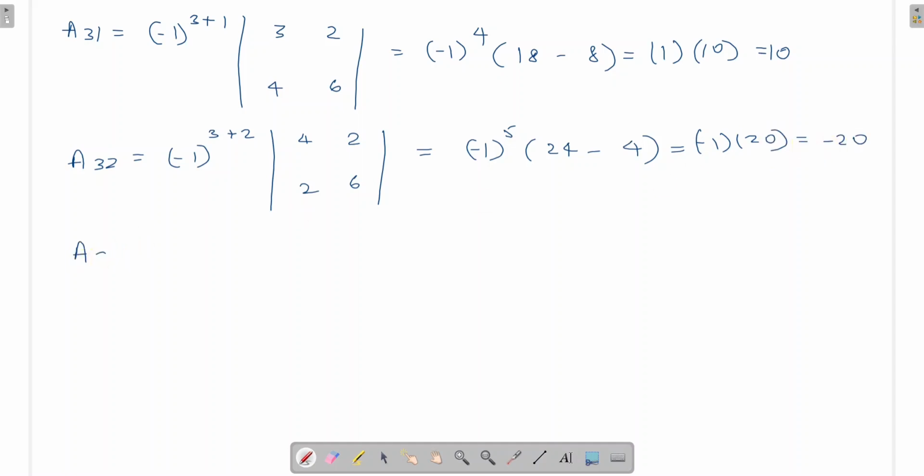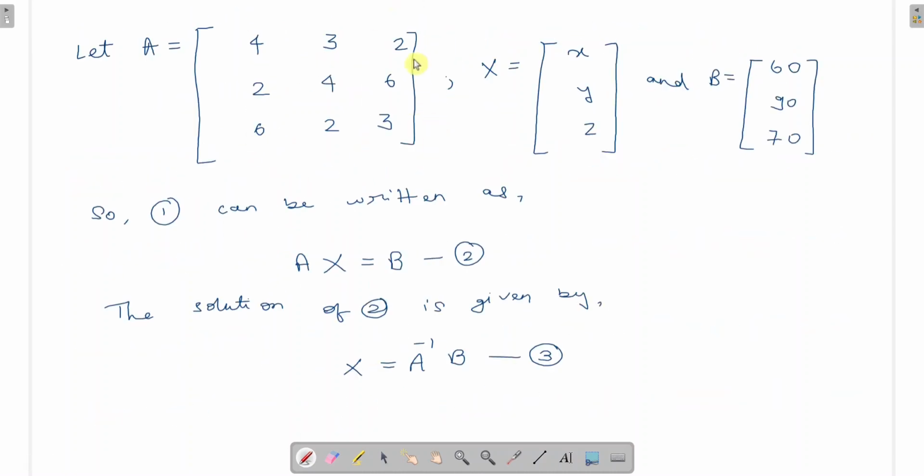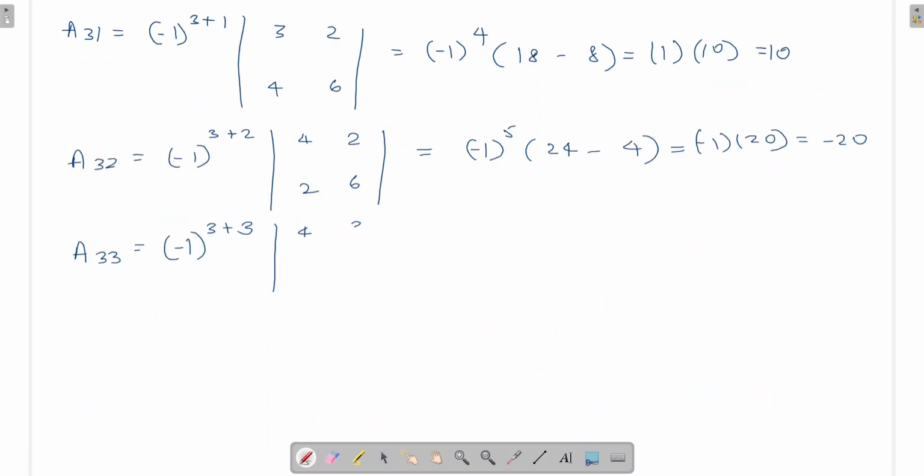Okay. Then A33 we will have to find. A33, minus 1 raised to 3 plus 3 times. Now we have to delete the third row and the third column. So 4, 3, 2, 4. So that will be equal to minus 1 raised to 6 times 4 times 4 is 16, minus 2 times 3 is 6. This will be equal to 1 times 10, which is 10. Okay. So this is what we get.